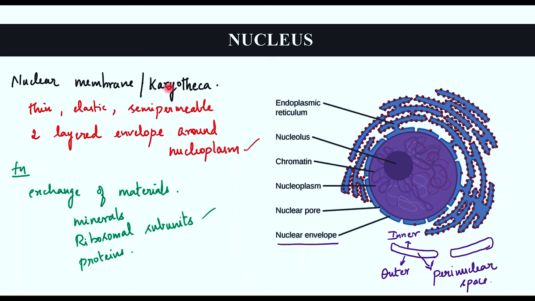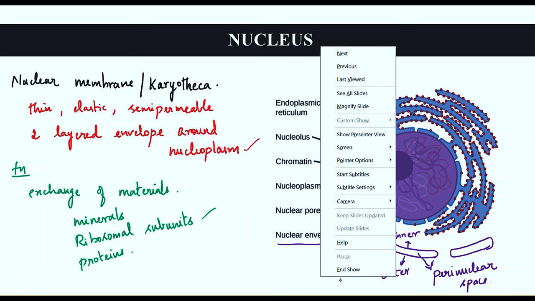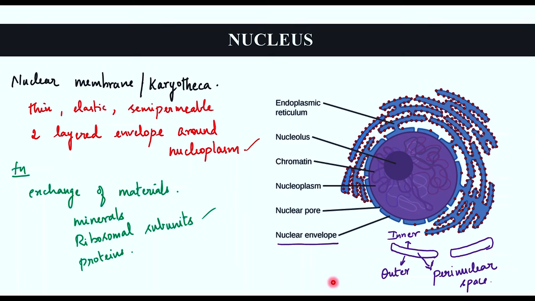The nuclear membrane is also called the karyotheca, and we have seen the structure of the nucleus. This nuclear membrane has two layers, right? This is one layer and this is another layer. This is called the inner layer, and this is called the outer layer. The nuclear membrane separates the cytoplasm and the nucleoplasm. The space between the inner and outer membrane is called the perinuclear space.